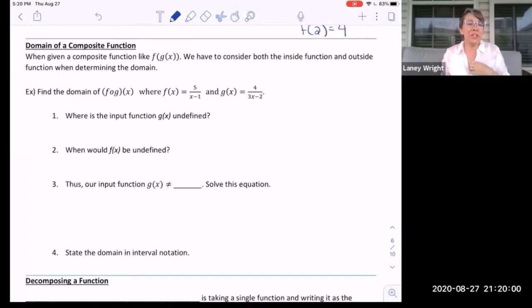When given a composite function like f of g of x, we have to consider both the inside function and the outside function when determining the domain. In other words, everything has to be allowed.